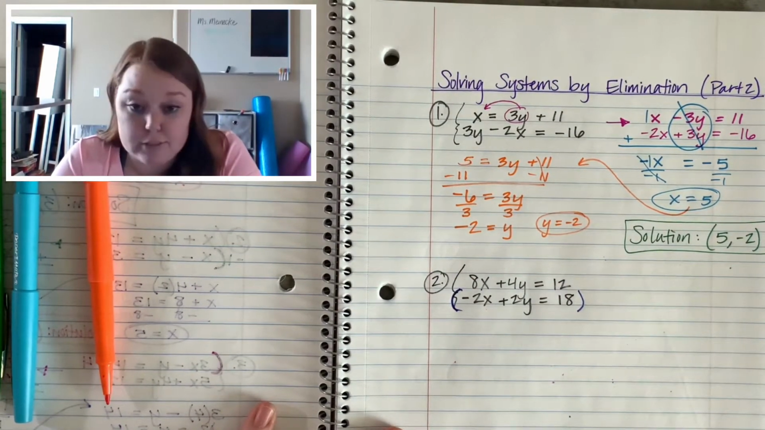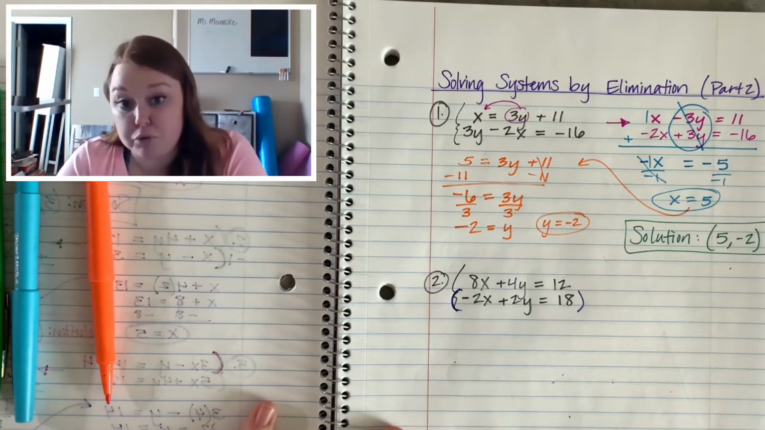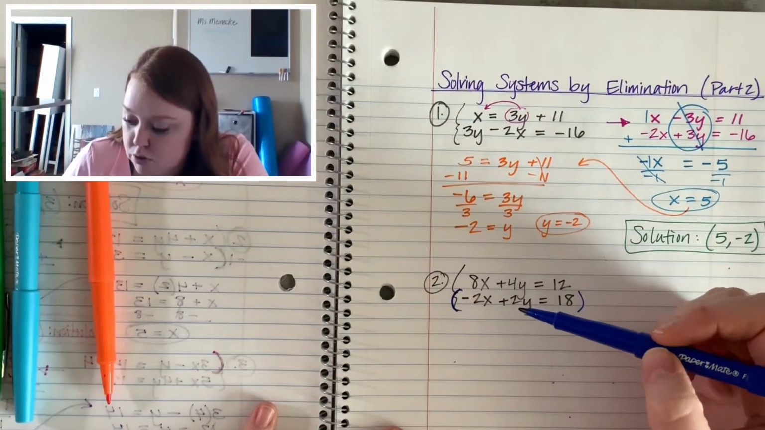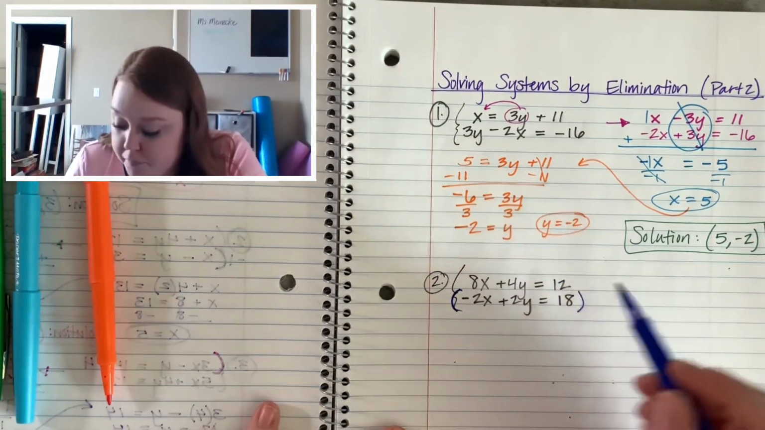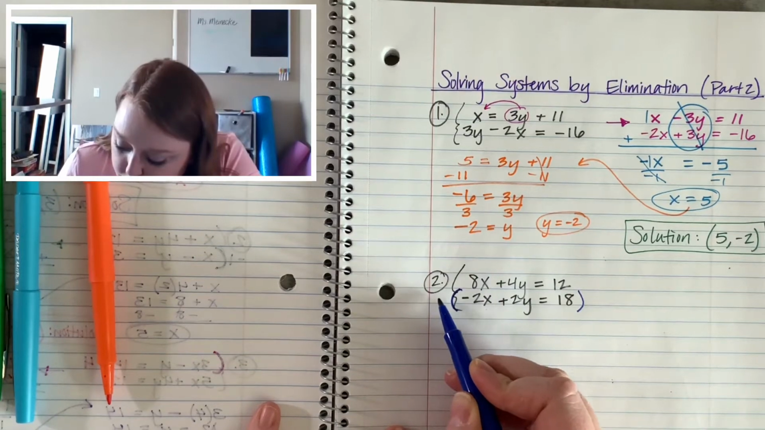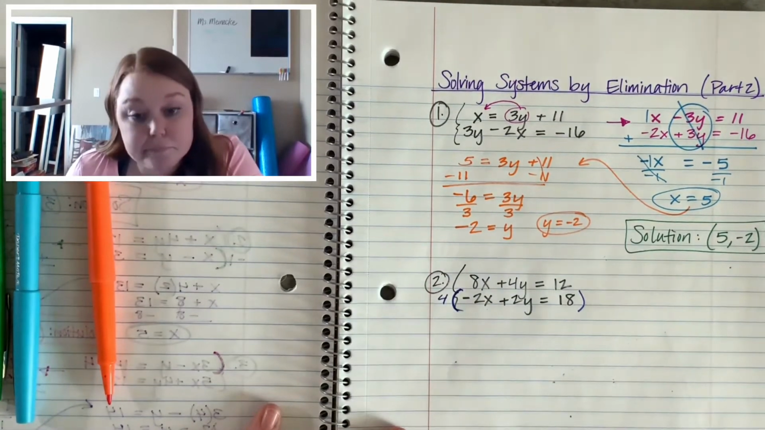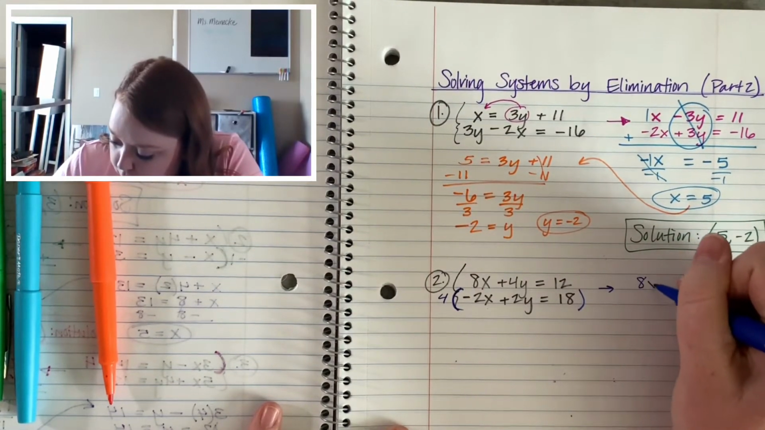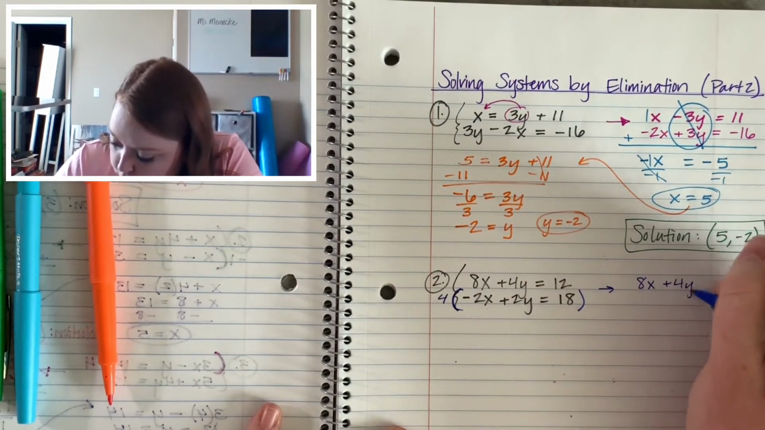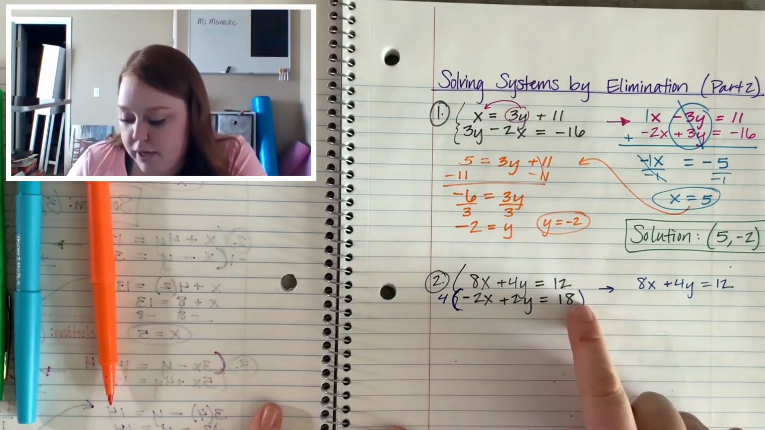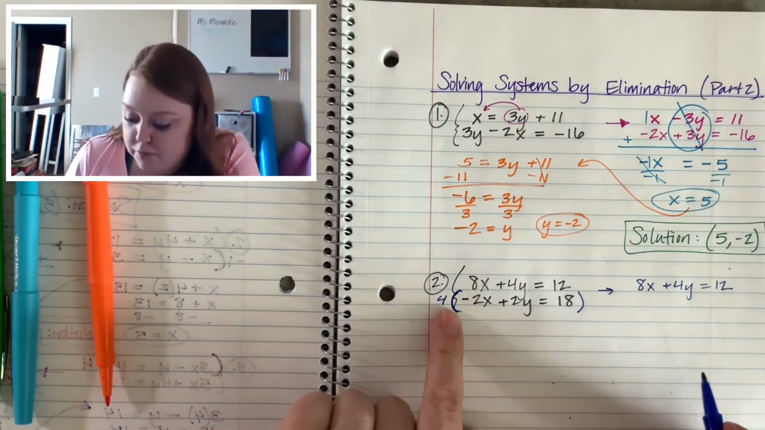So if we were in class right now, I'd call on one of you and say, what do you want to cancel out? Because it really doesn't matter. So let's cancel out the x's. Sure, why not? Let's cancel out the x's. So we would times everything by 4. Leave the top equation the same. 8x plus 4y equals 12. The second equation, every single thing on both sides has to be times by positive 4.